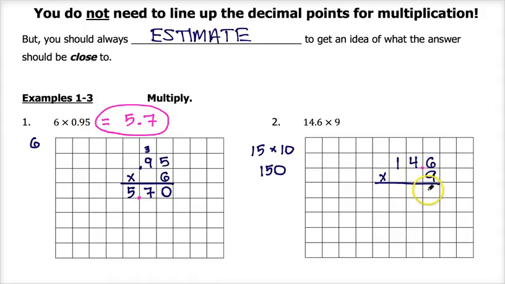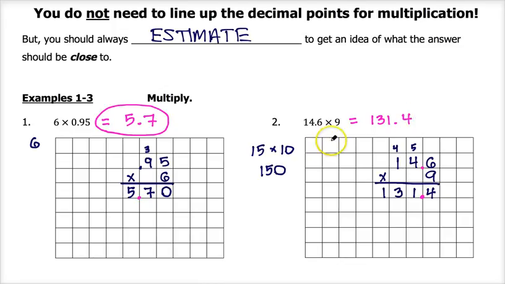So 9 times 6 is 54. I can carry my 5. 9 times 4 is 36, plus 5 is 41. 9 times 1 is 9, plus 4 is 13. So I get 1314 here for my answer. Since there was one place to the right of my decimal point in the 14.6, my answer is going to have one place to the right of the decimal point. And so I get 131.4.